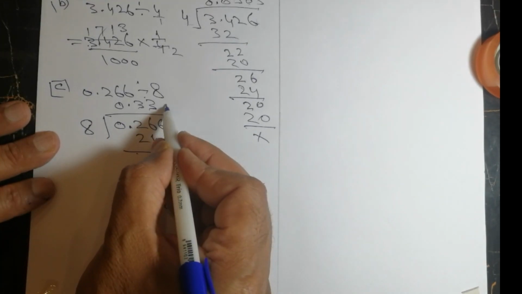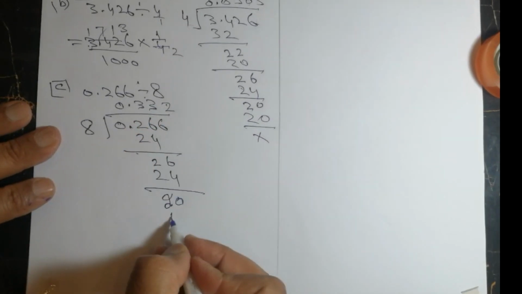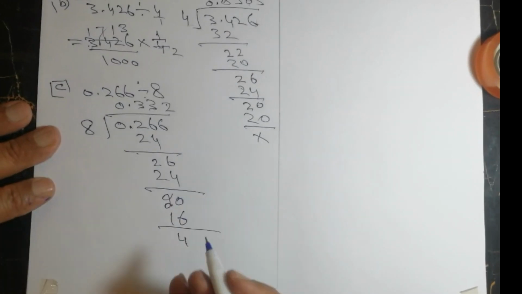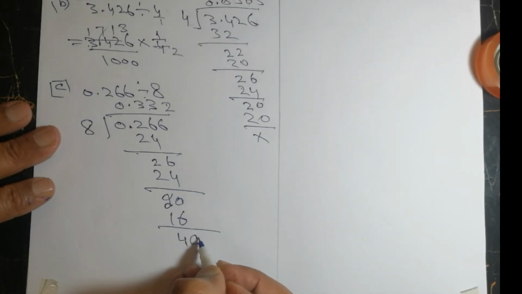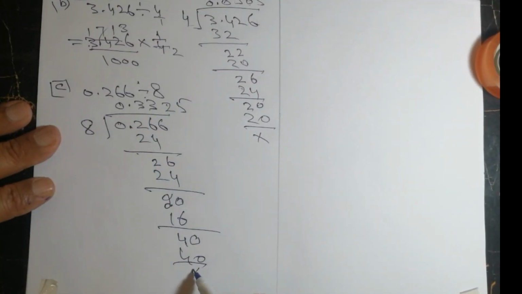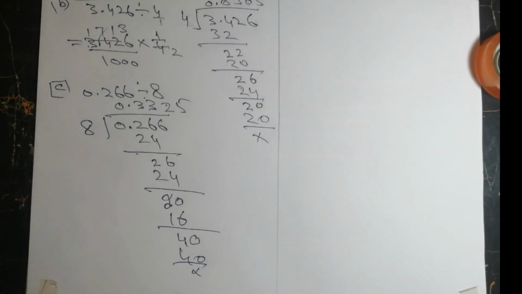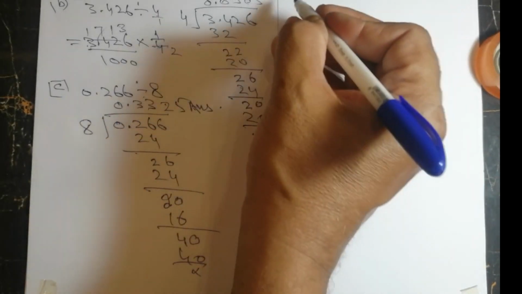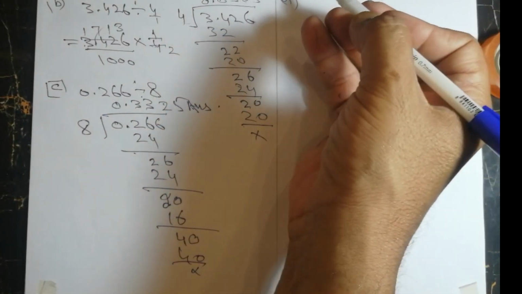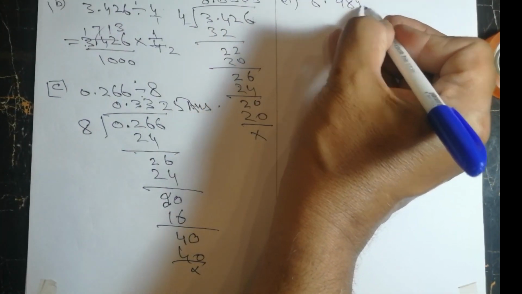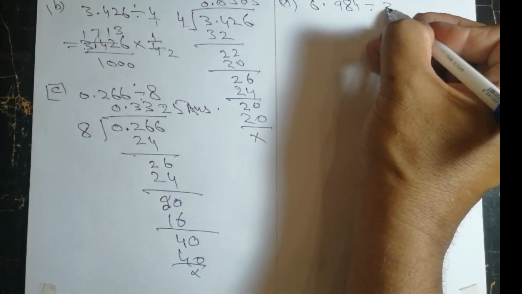So 2 8s are 16, 8 2s are 16. This is 4, and because there is a decimal, we can put 1 0, because 4 was smaller. 8 5s are 40. So this is the answer. Now part D, that is 6.984 divided by 32.